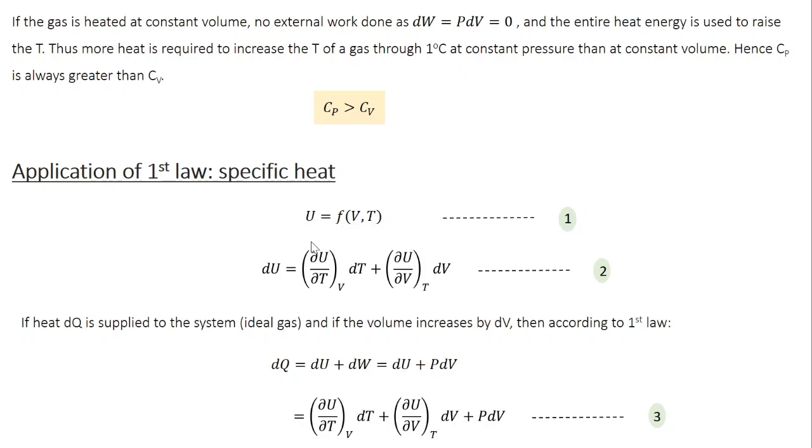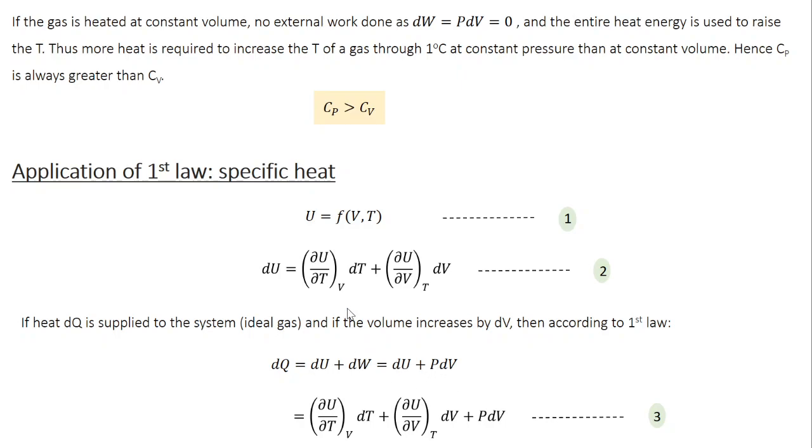Using the theorem of partial derivatives, I can write the change in internal energy dU equal to ∂U/∂T at constant volume times dT plus ∂U/∂V at constant temperature times dV. Now imagine that heat dQ is applied to the system, for example some amount of ideal gas, and the volume increases by dV. Then from the first law of thermodynamics we know that dQ equals dU plus dW, or writing dW in terms of change in volume dV, dU plus P dV.